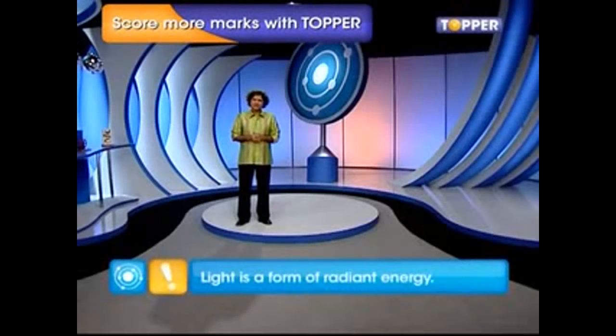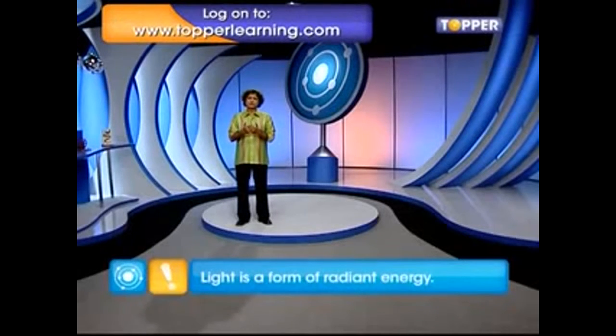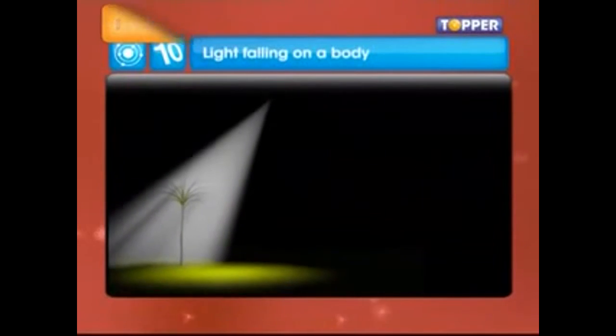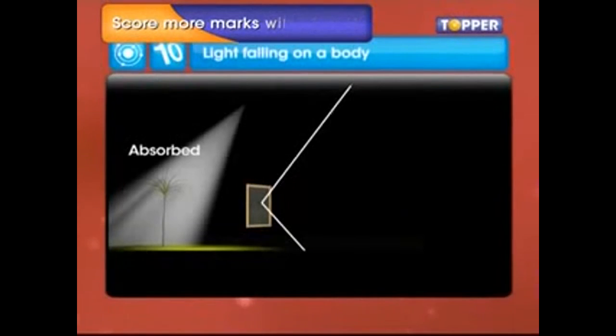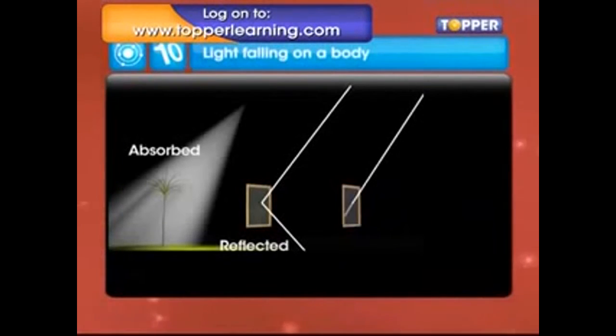Now, light is nothing but a form of radiant energy. When light falls on a body, it may either be absorbed, it may be reflected, or it may be transmitted through.